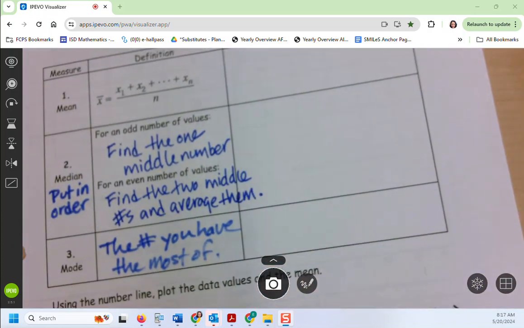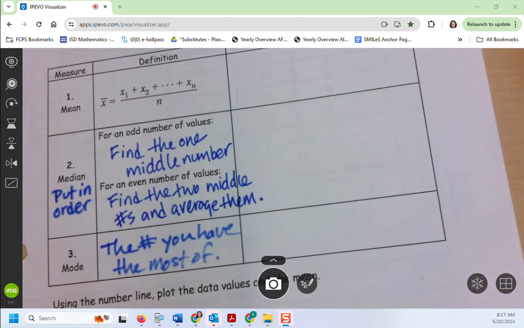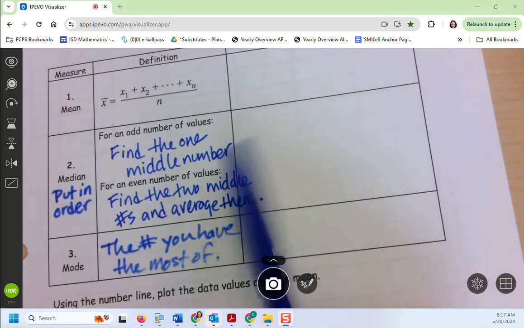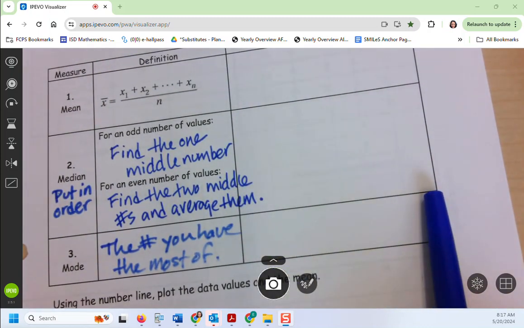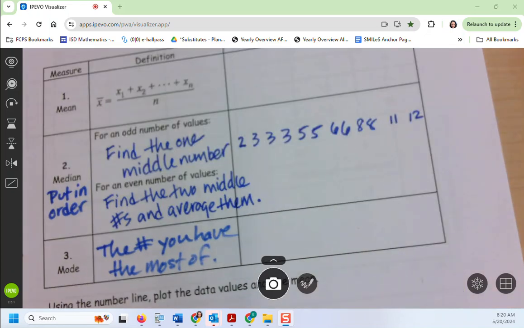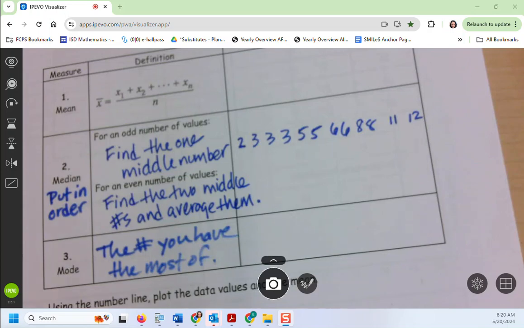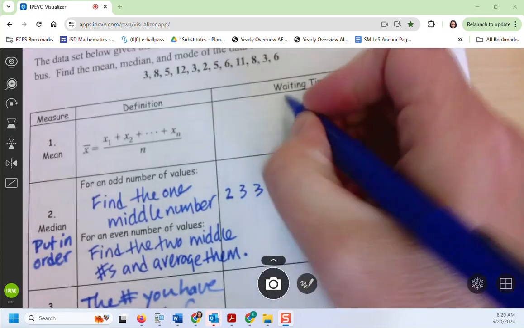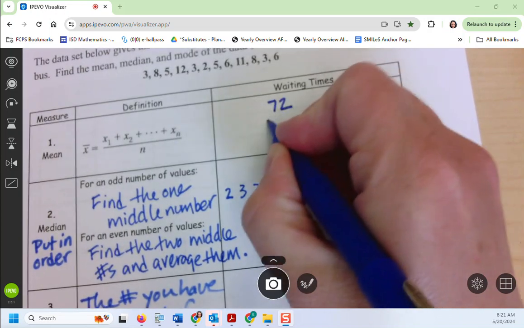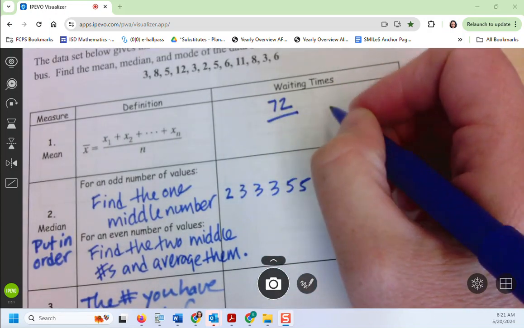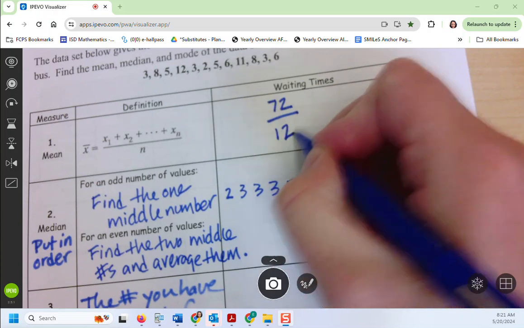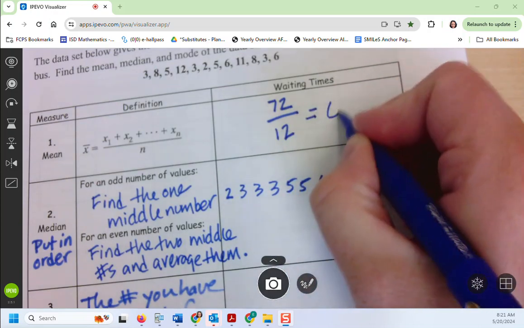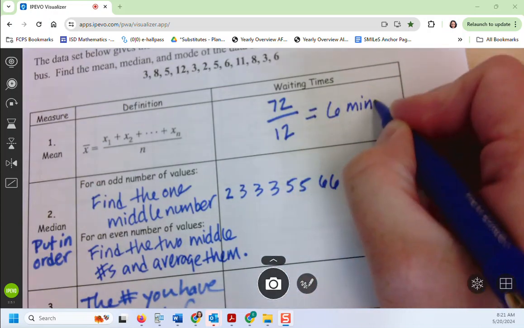Okay, so while you guys are still working on this, I'm just going to write out my numbers in order, so I'll be ready to find that middle number with you when you're ready. All right, I'm going to go over them. So when you add them all up, did you get 72? Yes. Okay, so we add them all up, we get 72 divided by how many numbers? 12, good. And that gives us a mean of 6 minutes waiting time, right?